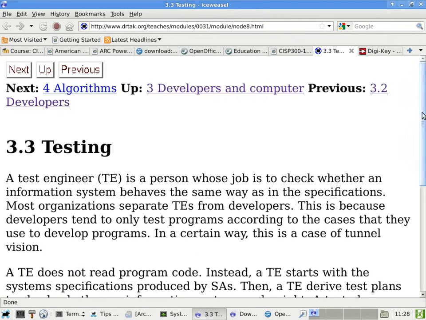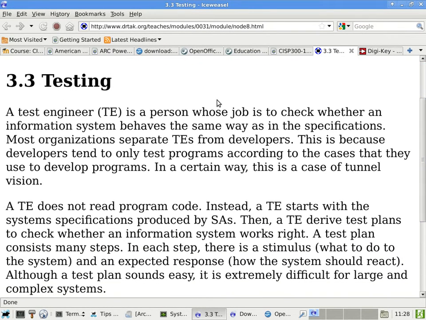And we'll talk about the traits of a typical programmer later on too. So we'll deal with that also. Okay, and then the last part is testing. A test engineer is a person whose only job is to check whether a program or a system behaves the same way as it is specified in, say, quote unquote, the blueprints.